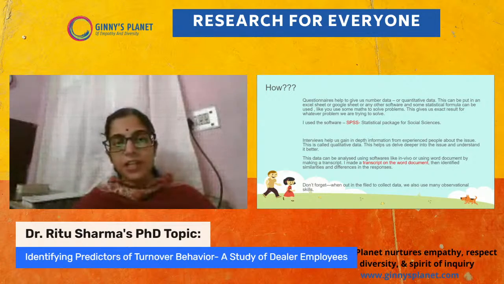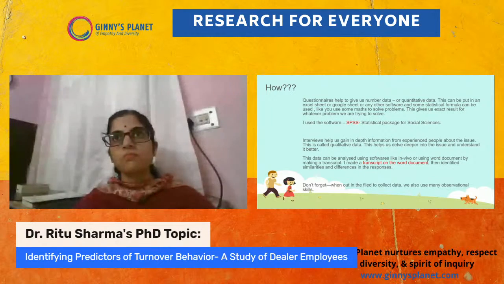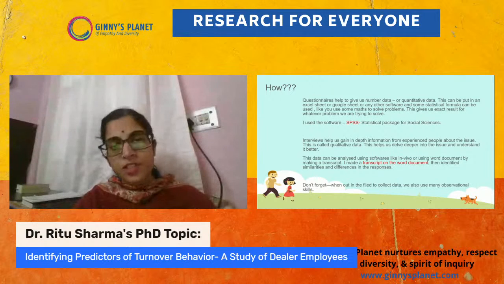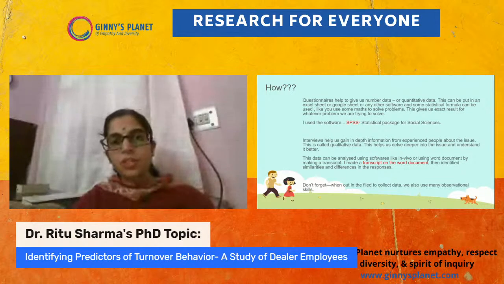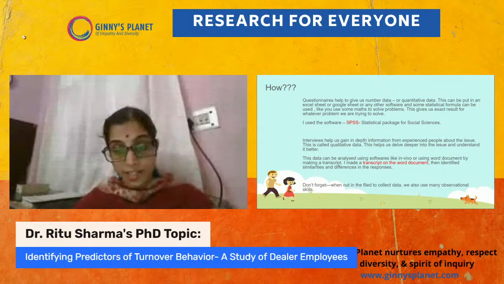So interviews are analyzed using software like NVivo, or you can just copy paste it on a Word document, and then you can look whether everyone is answering the same or whether there are some differences in the answers. So there are different techniques. This is known as content analysis. So the transcript of the interview is taken and you can copy it on the Word document and then you can do your analysis, or you can use a software. So all this I did.